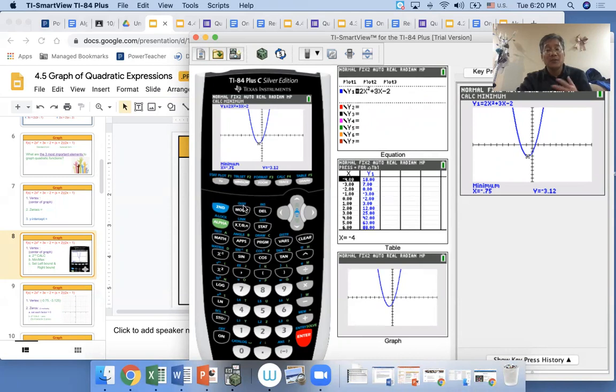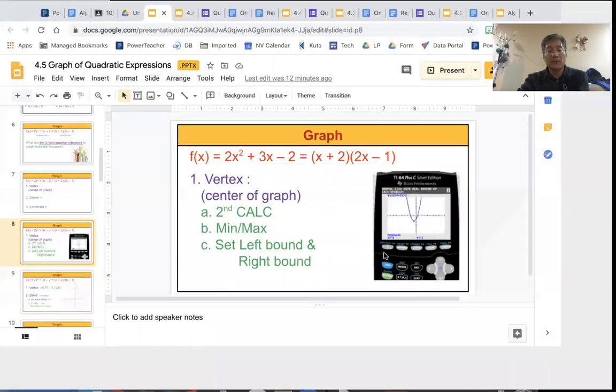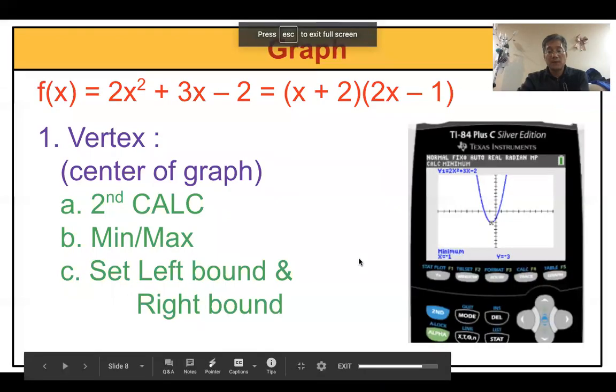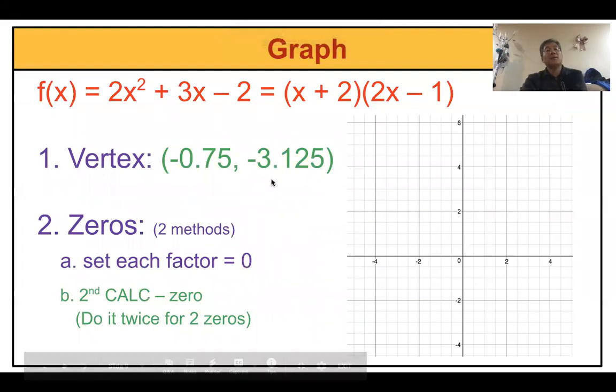So sometimes when this is not an exact integer, you need to change the mode in the decimal place. That's something you need to remember. So let's go. So what did we find out? The vertex is negative 0.75, negative 3.125.